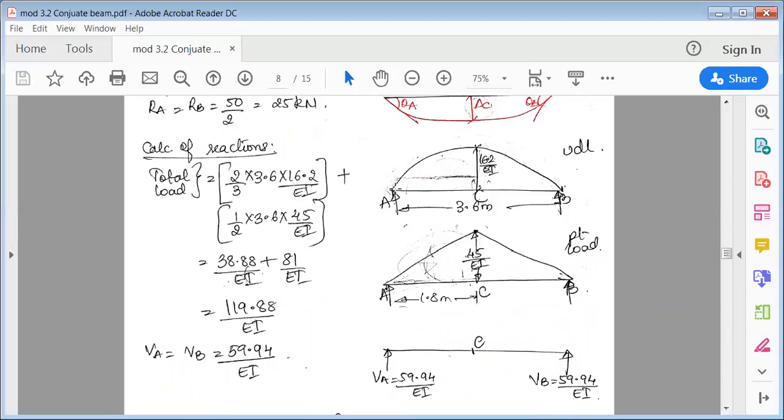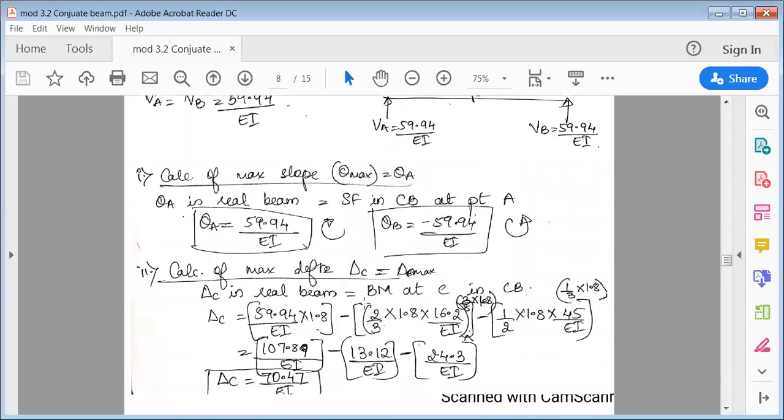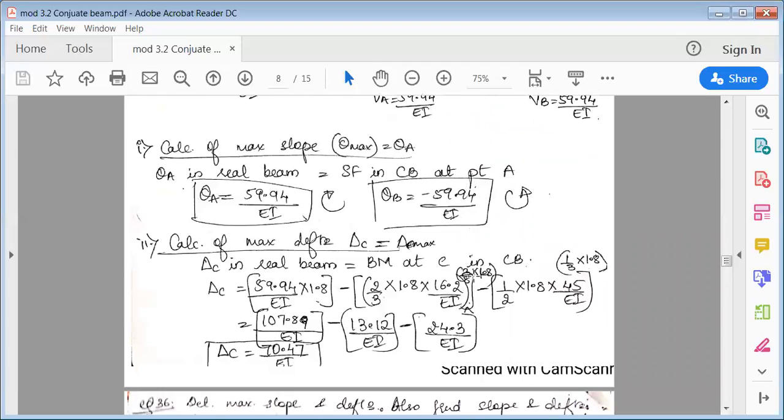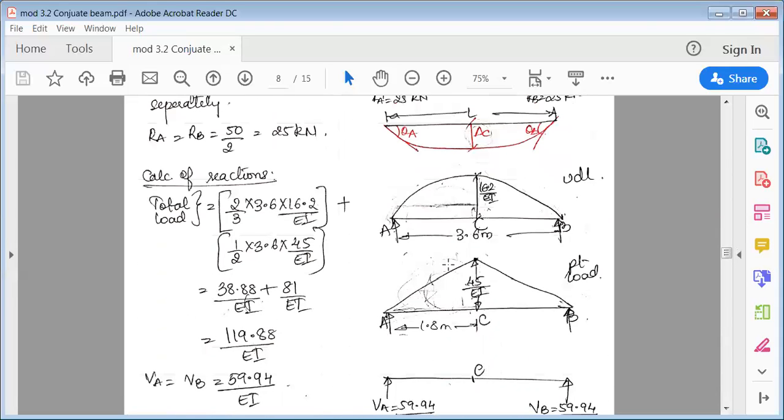Next, minus, now see this load, only up to AC point. So this is a parabolic curve. So again, area of a parabola is 2/3, base 1.8, height 16.2. So again, first the area, 2/3 of base into height into CG distance. Again, CG distance of this is measured from C. So from C it is 3/8, from A it is 5/8. So now the matter of interest is measuring from C. So from C it is 3/8 times 1.8.